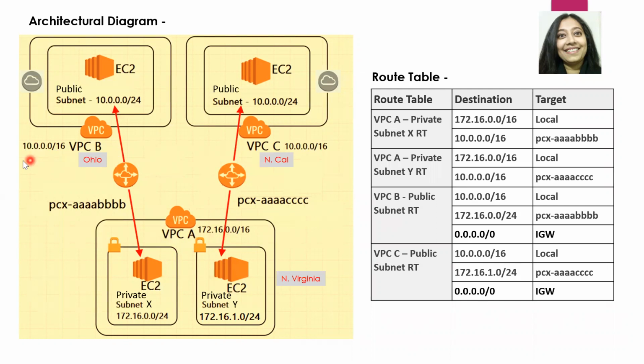We have VPC B. VPC B has a CIDR block of 10.0.0.0/16. And we have VPC C, which also has the same CIDR block of 10.0.0.0/16. In our VPC A, we have two subnets and both the subnets are private.